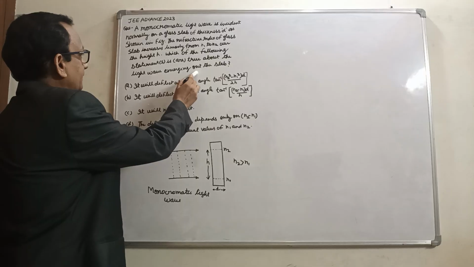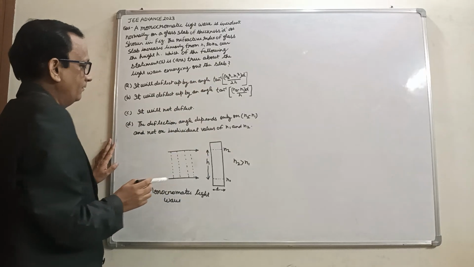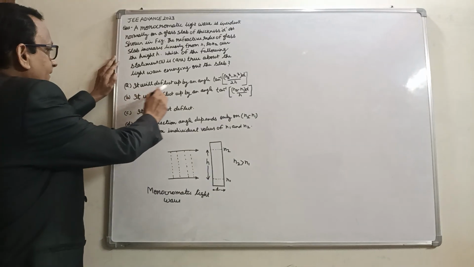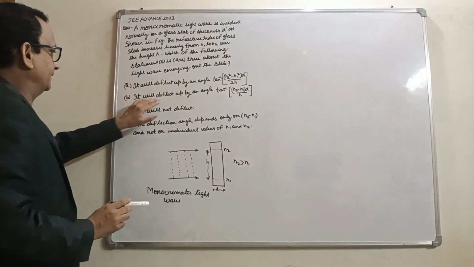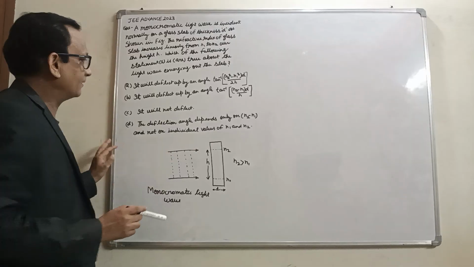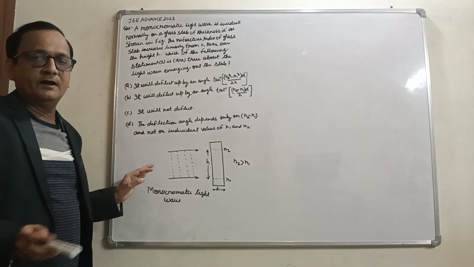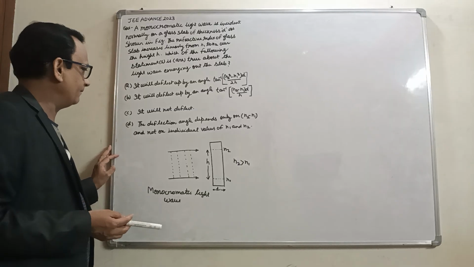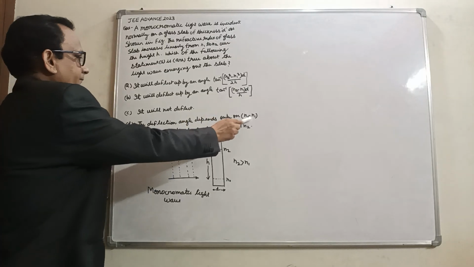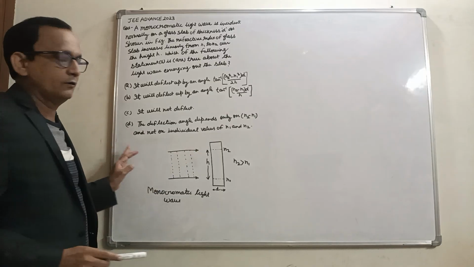The light wave emerges out of the slab, and we have to find by what angle it will deflect. So we have to find the deflection of the emerging wave, and the deflection angle depends on the difference of refractive index and not on the individual values of N1 and N2.